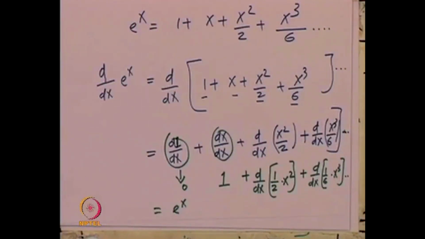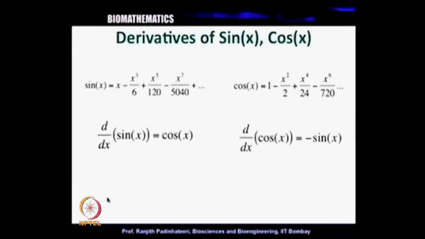Just as an exercise, redo what we learned last time. We also mentioned last time the derivatives of sin x and cos x. What is the derivative of sin x and cos x? We learned that sin x is x minus x cube by 6 plus x power 5 by 120 minus x power 7 by 5040 and so on, and cos x is 1 minus x square by 2 plus x power 4 by 24 minus x power 6 by 720 and so on.